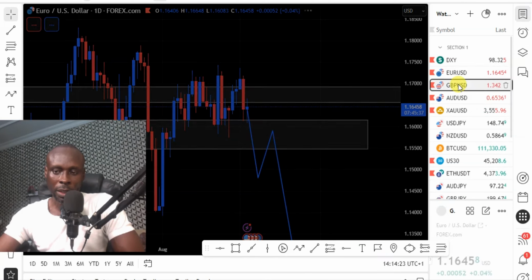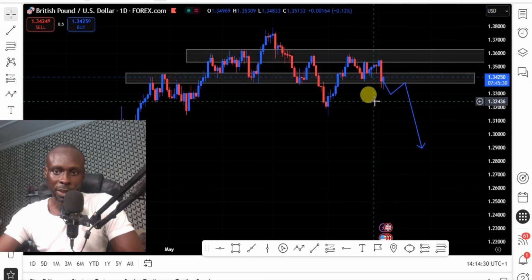So we're looking at the Great British Pound USD. Great British Pound USD on my daily chart still has this downtrend structure.